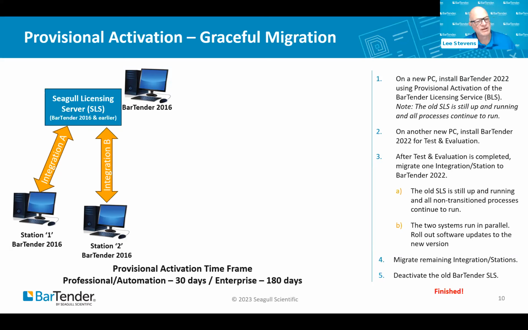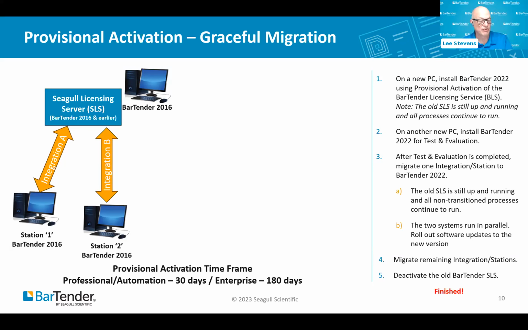So the way this works is your existing platform is using a licensing software called Seagull License Server. You may know it as SLS, and that's running on a PC somewhere. And all of the different BarTender instances that you have, which might include the one that the SLS is running on, are asking that SLS for permission to do a print based on the number of printers that are available.